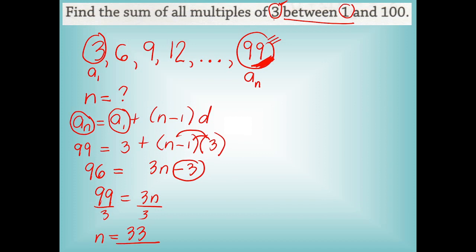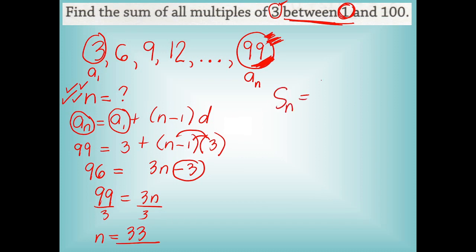So what if it's a multiple of 5? Then divide the last term by 5. What if it's a multiple of 7? Divide the last term by 7. That is how you get n. But if you are not starting with 1, for example between 50 and 100, then you need to go through this process over here. Now, let's continue with the formula.